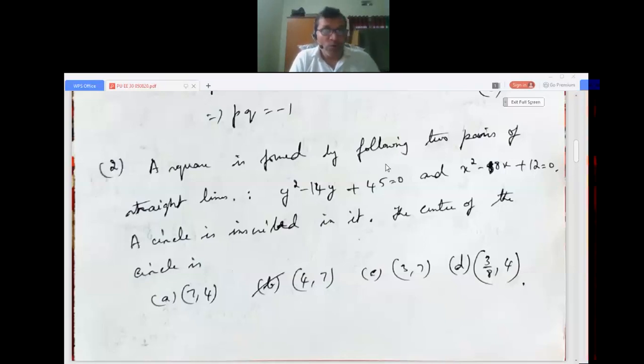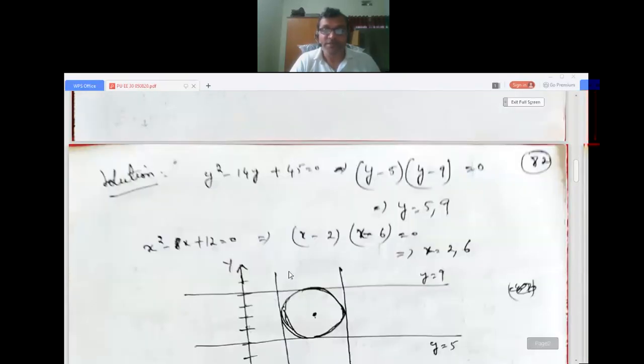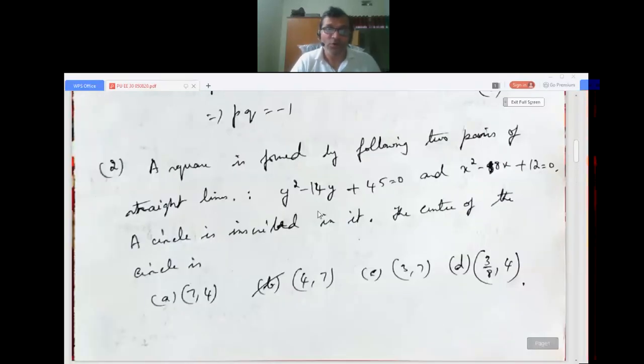So the two pairs of straight lines are y squared minus 14y plus 45 equals 0 and x squared minus 8x plus 12 equals 0. A circle is inscribed in it. Inscribed means inside, circumscribed means outside. A circle is inscribed inside it.